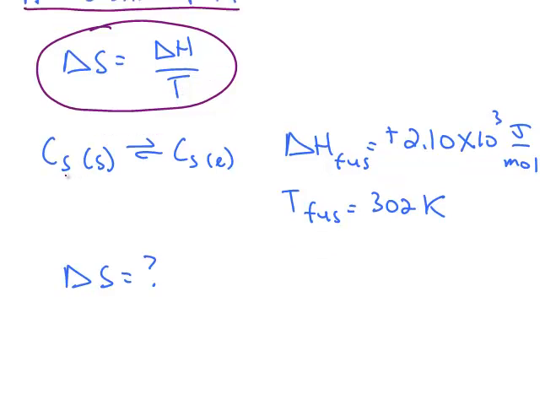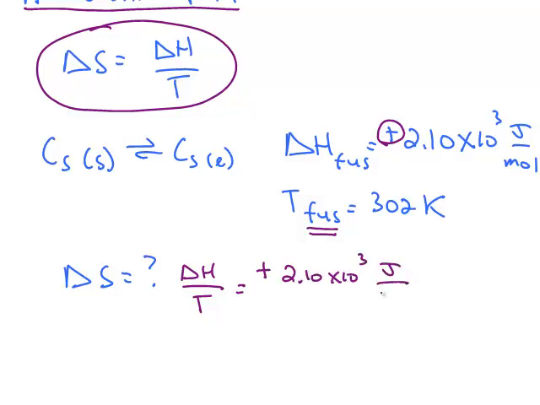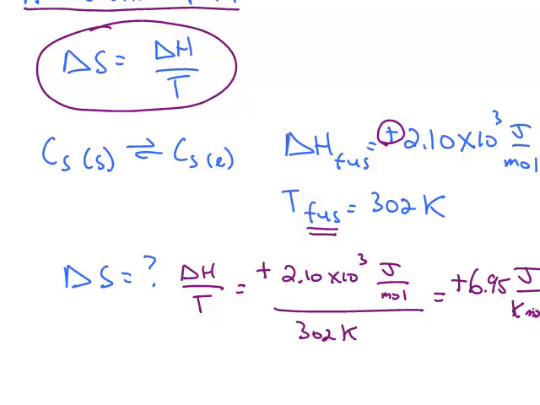So here is that cesium example, cesium solid turning into cesium liquid. The temperature where this is at equilibrium, that's the melting point, also called the temperature of fusion, is 302 Kelvin. Delta H, we predicted it should be a positive number because it's an endothermic reaction, and we can calculate delta S by using this formula, delta H divided by the temperature. That is going to give us a positive 6.95, and notice the units are joules per Kelvin per mole. So we predicted this should be a positive delta S because solids melting creates more randomness, less order.